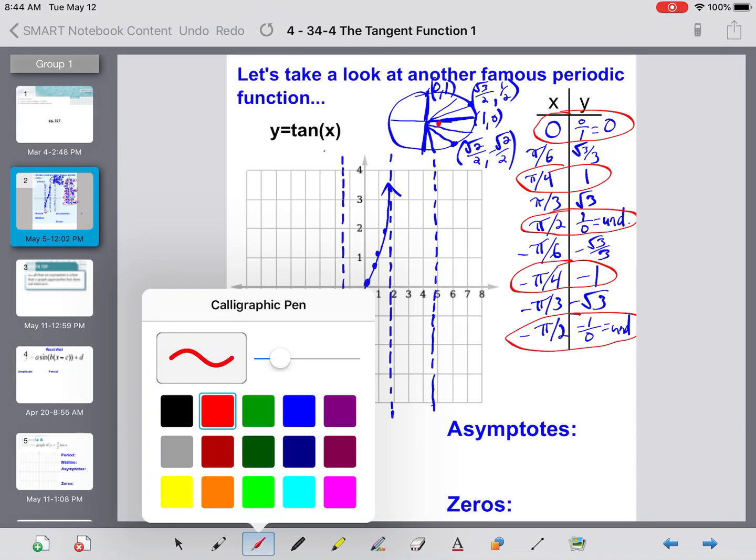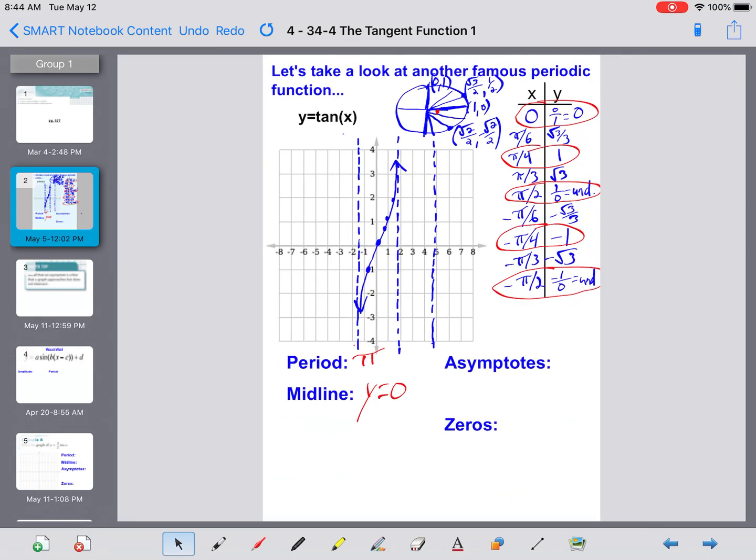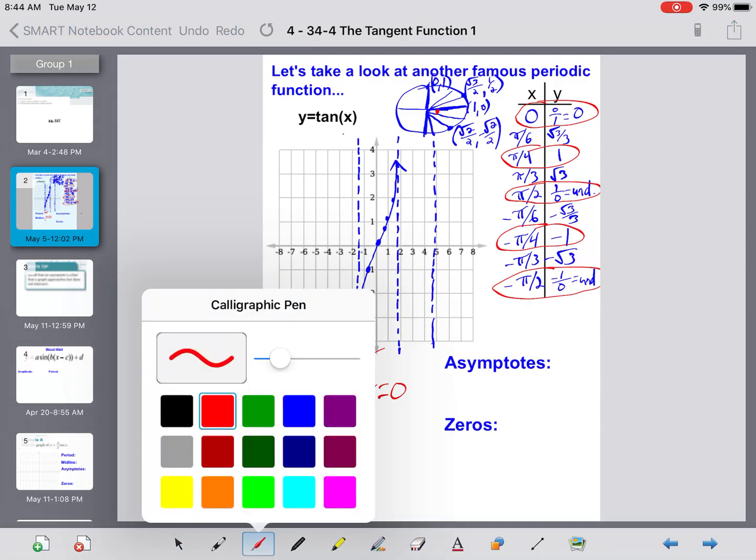So the period's pi. The midline is y equals 0. Again, the midline is right there, the x-axis here today. Notice I'm not asking for the amplitude. There is no amplitude here, technically, because the tangent graph does not have a maximum or minimum. It goes up and down forever. I'm not going to ask for domain and range. That will be a skill you'll learn in pre-calc, but I am going to ask for some asymptotes and zeros.